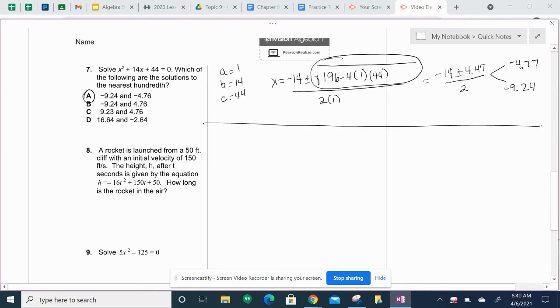All right, question number 8 says a rocket is launched from a 50-foot cliff with an initial velocity of 150 feet per second. The height h after t seconds is given by the equation h equals negative 16t squared plus 150t plus 50. How long is the rocket in the air? So because we're looking for how long, that's time, we're solving for t.